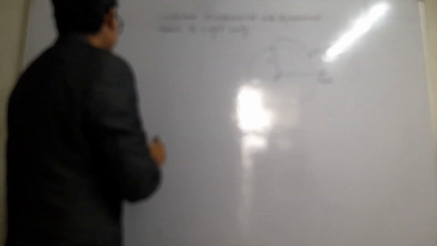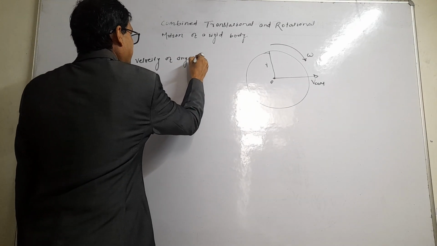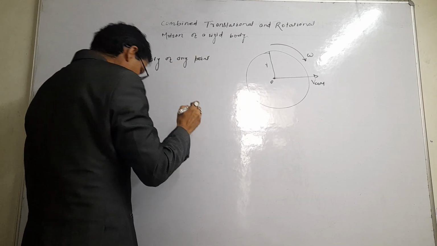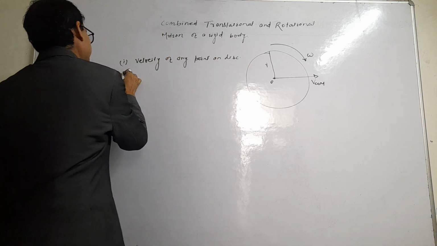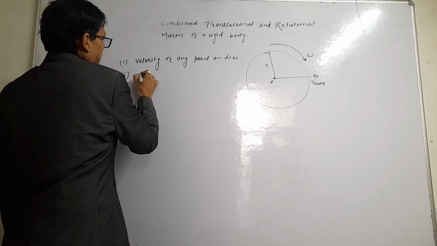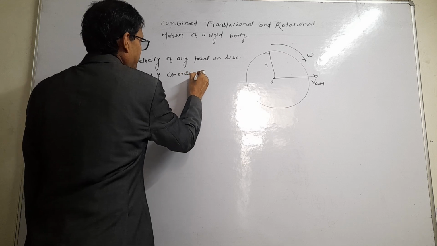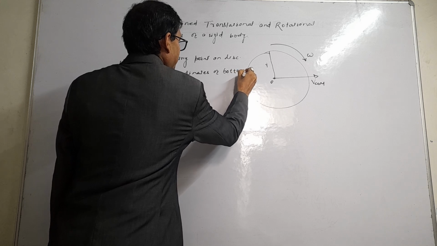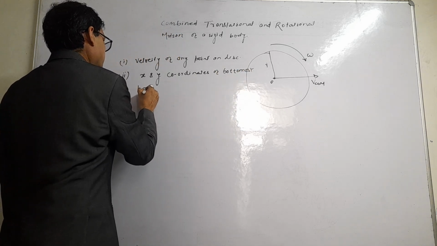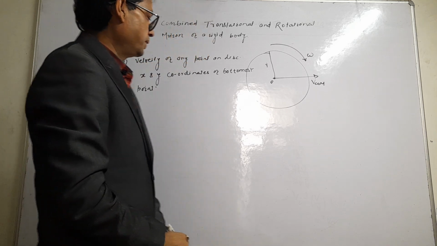Now our aim is to find, number one, the velocity of any point on the disk, and the second parameter we will discuss today, the x and y coordinates of the bottommost point. So first I am discussing the velocity of any point on the rigid body.